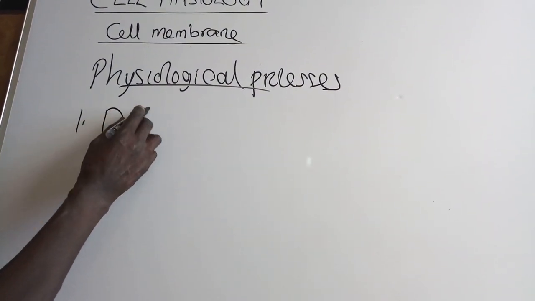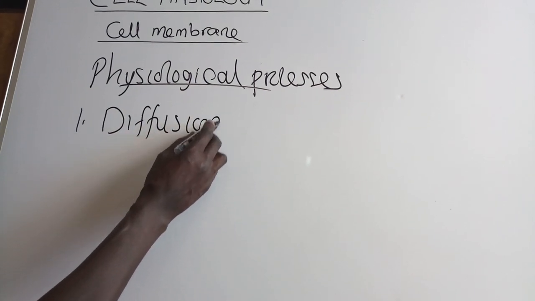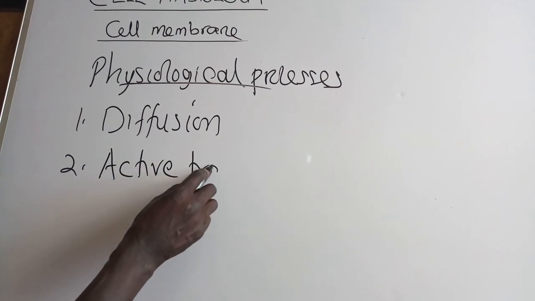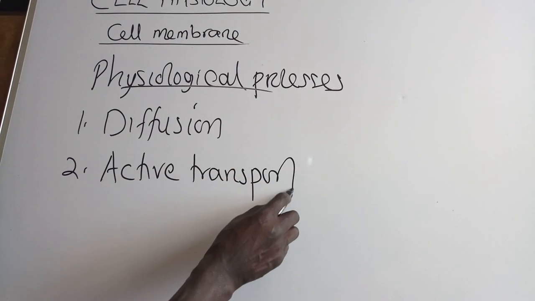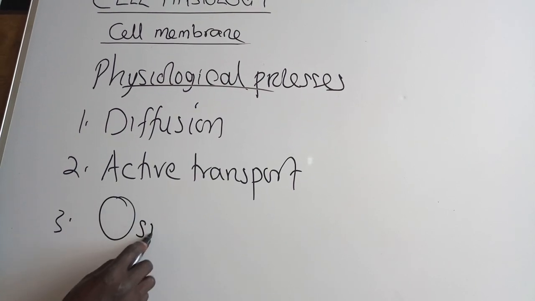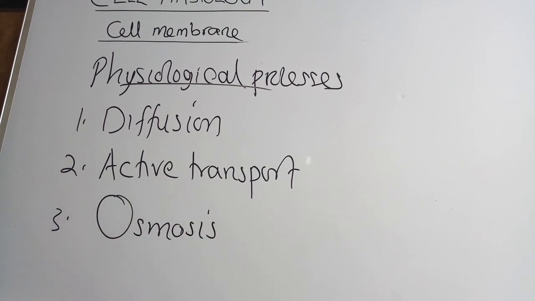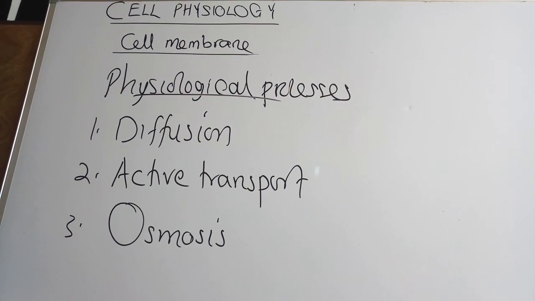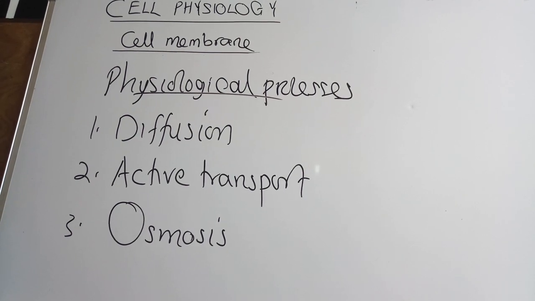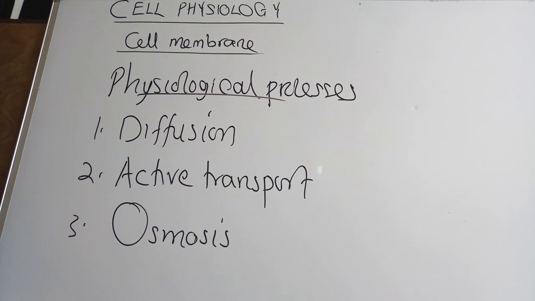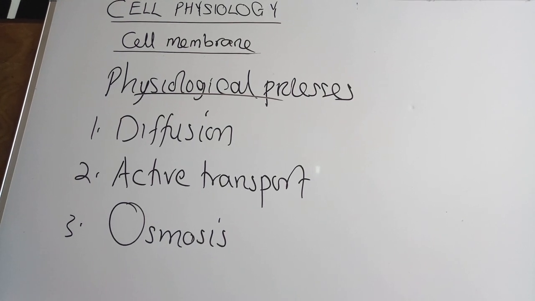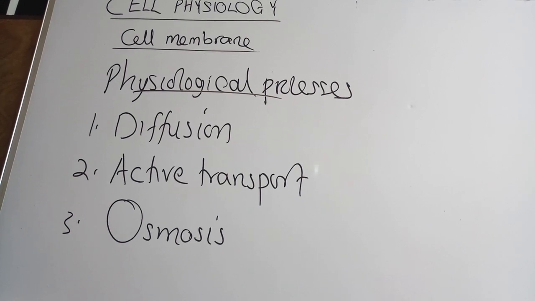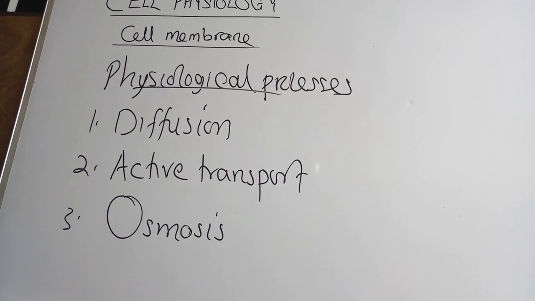you have diffusion, active transport, and the third one, osmosis. So, movement of substances into and out of the cell will involve the three types of physiological processes. Movement of substances can be through diffusion, can be through active transport, can also be through osmosis. We will look at each and every type of physiological process by itself.